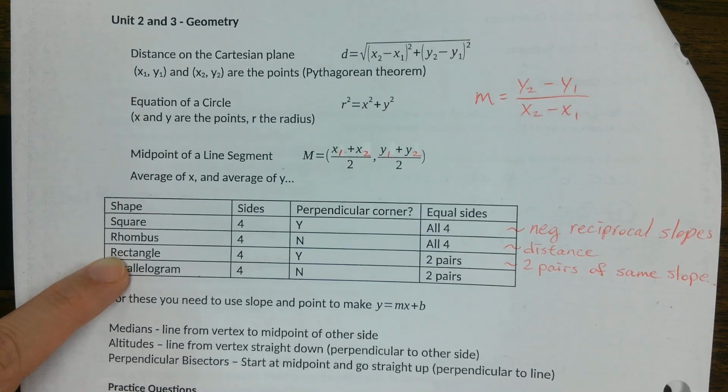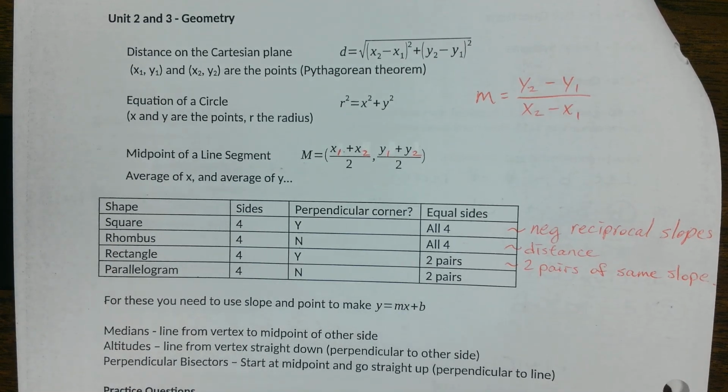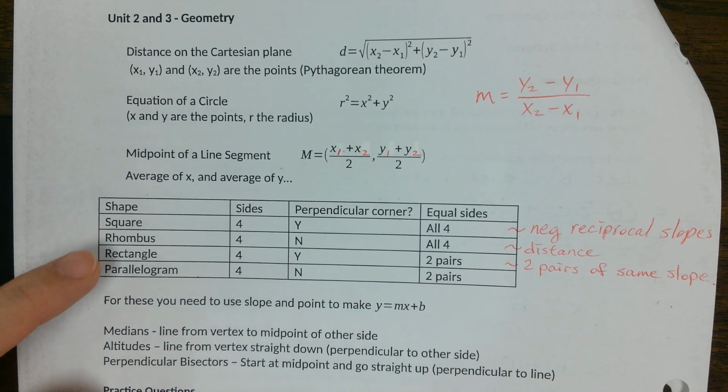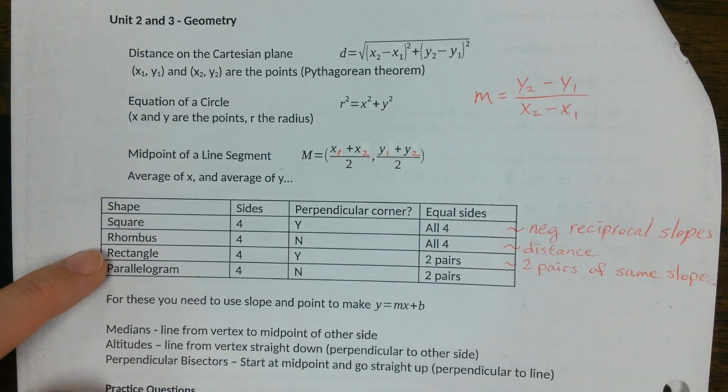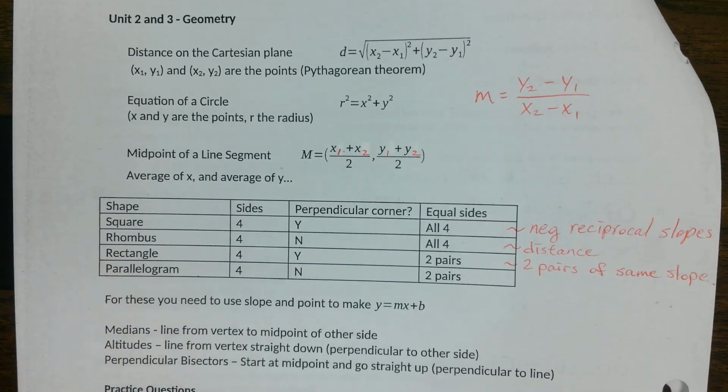Or you can also, no. If you do two pairs of equal distance, it doesn't prove that it's a rectangle. It could be a rhombus too. Yeah, it could be a rhombus, not just a rectangle. So to prove that it's a rectangle, you also need the perpendicular corners. So you also need, other than the parallel slopes, the perpendicular slopes as well.